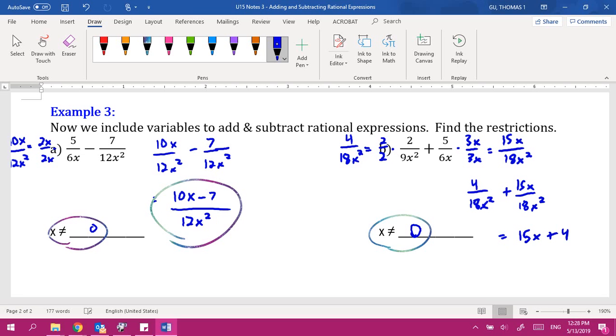15x plus 4 over 18x squared. That's right. Very interesting. Is there a reason why you said 15x before the 4? Because 4 doesn't have a variable. Right, you're going from highest degree to lowest degree, which is technically the best way to write it. It doesn't really matter if you write it the other way as well, but technically it is better to go from highest degree to lowest degree, so anything with x's first, and then the numbers last. So very good. 15x plus 4 over 18x squared.